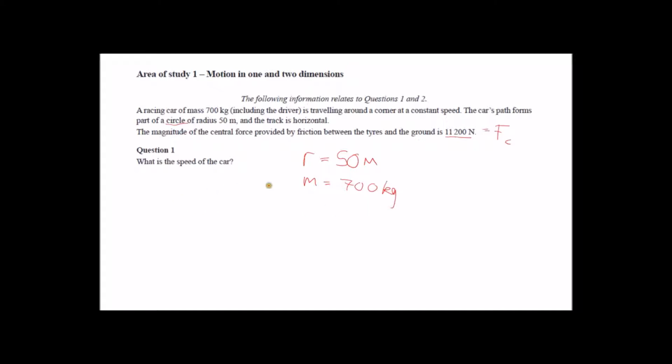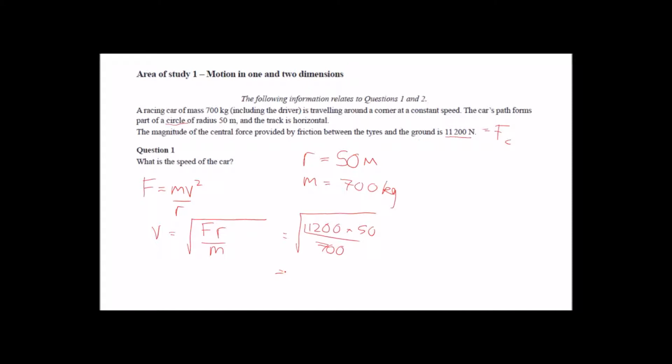So all we've got to think about is an equation which relates all these quantities, and so we've got F equals mv squared over R. So all we have to do is substitute and then rearrange and then substitute. I'm going to rearrange first, so I get V equals the square root of FR over M. And then I'm just going to substitute in and solve what that is, so that we've got the square root of the force is 11,200 times 50 over 700.